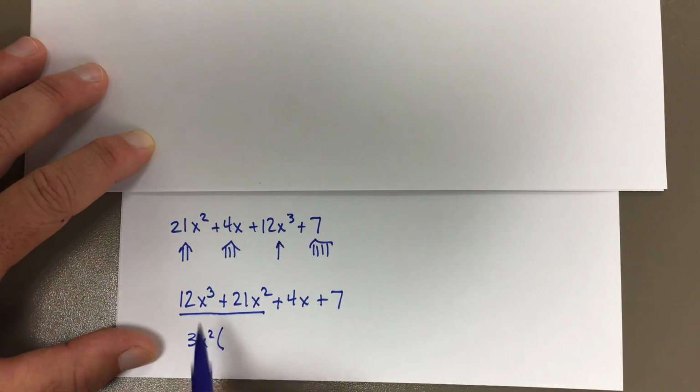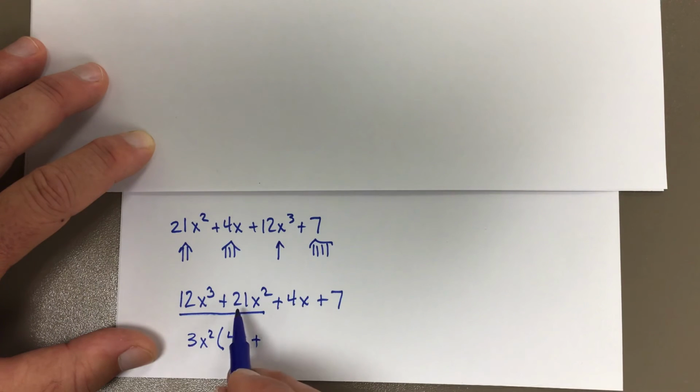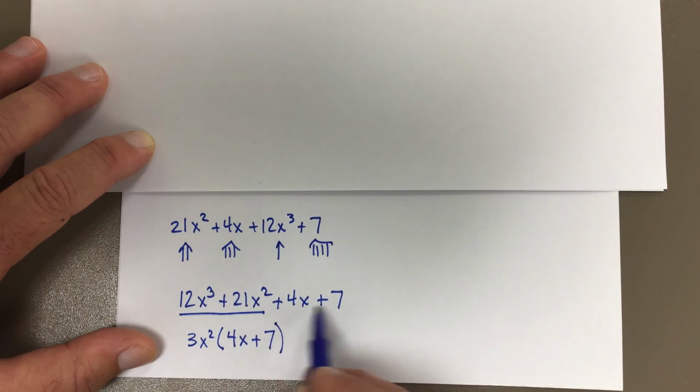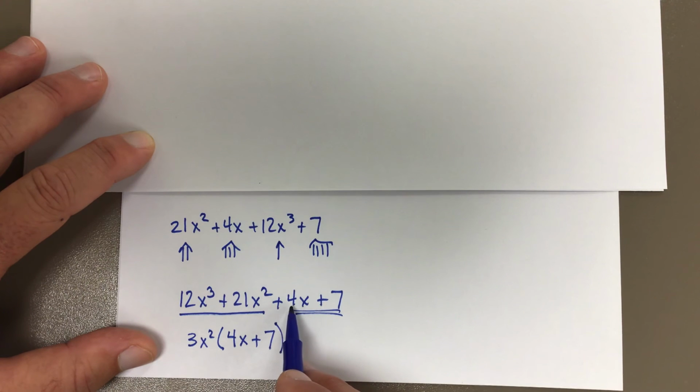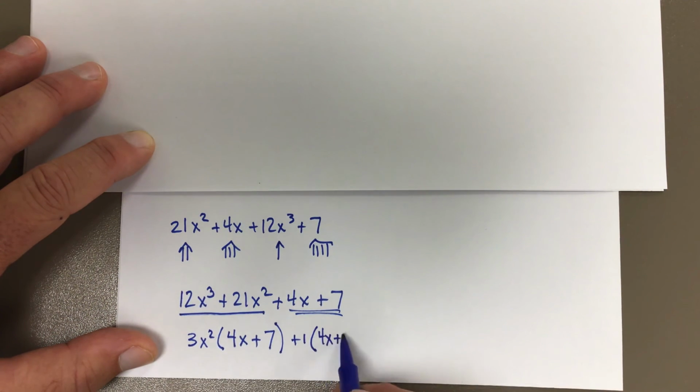So what's left over? 12 divided by 3 is a 4. 3 minus 2 is a 1. Plus 21 divided by 3 is 7, and 2 minus 2 is 0. It's gone. So then there's that. And then 4x plus 7. What do they have in common? Does 4 go into 7? No. Does 2 go into 7? Well, 2 goes into 4, but doesn't go into 7. So the only one that this goes into is a 1. That's the greatest common factor. So what's left over? 4x plus 7.